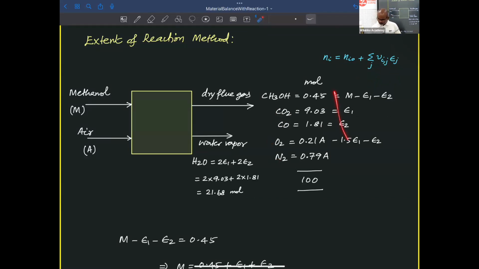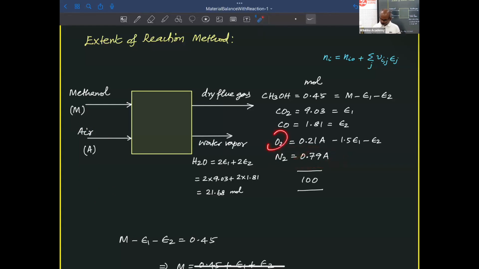Let us not worry about this now. How much O2 will be there? Before that, how much N2 will be there? Let us take A as air and M as methanol. And N2 of air will be 79%, so 0.79 of A will be your N2. So N2 is coming only because of the air entering. So the N2 amount is available.